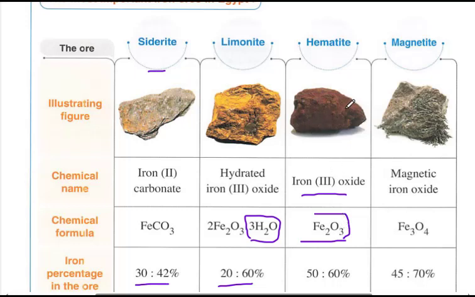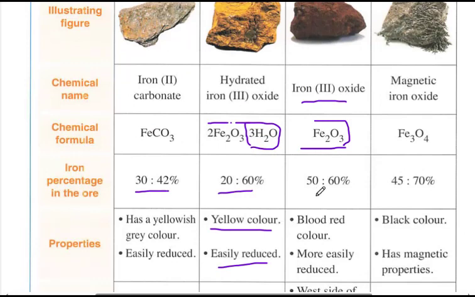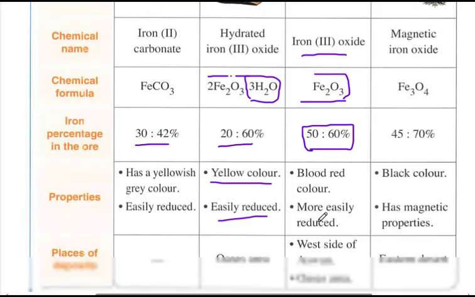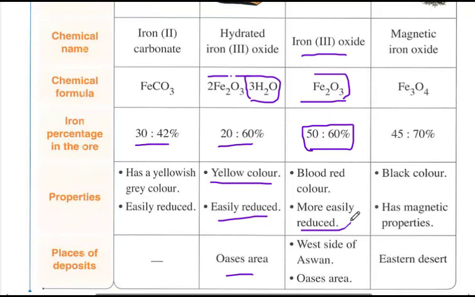So hematite is more easily reduced or used as an ore to extract iron from than limonite. With limonite, we need more energy to get rid of the excess amount of water which exists in its composition. Okay, the percentage of iron here is 50 to 60 percent. Its color is blood red. It is more easily reduced because there is no water of hydration inside its composition. Okay, it is found in the west side of Aswan and the oasis area.